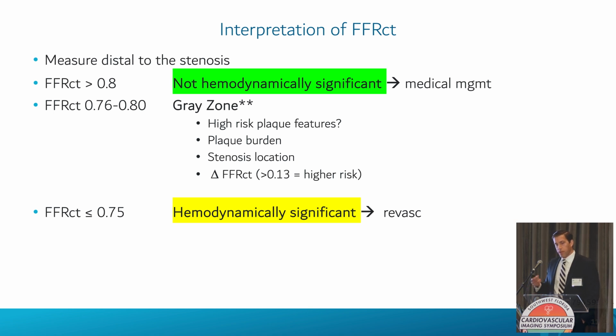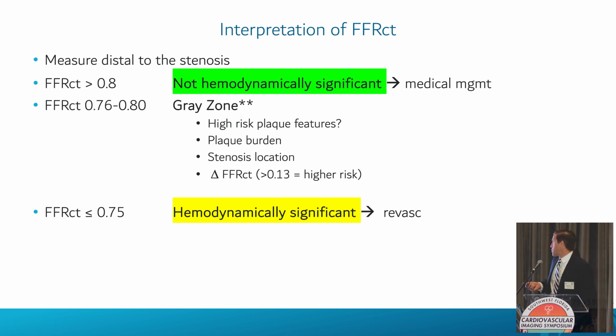So specifically, are there high-risk plaque features? Does it have the positive remodeling, spotted calcification, low attenuation plaque, features like that? Is the stenosis proximal versus a distal lesion, which would be lower risk? What is the plaque burden? Dr. Budoff mentioned earlier there's this incremental, increased risk of events with increased overall atherosclerosis burden. And we can also assess the translesional FFR CT, or the delta FFR CT.